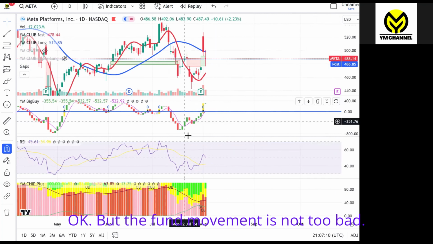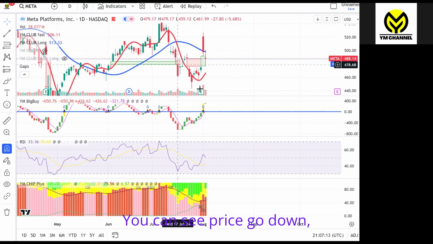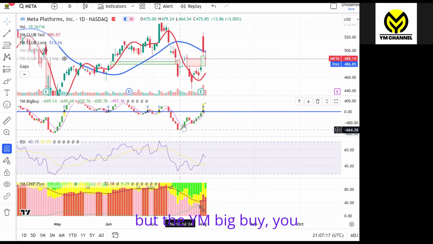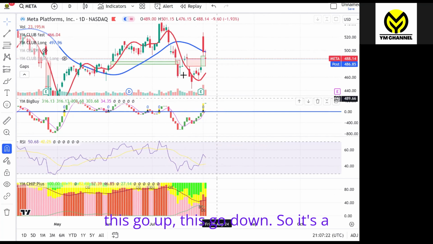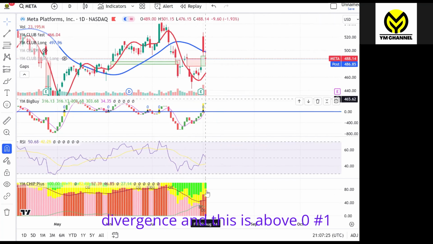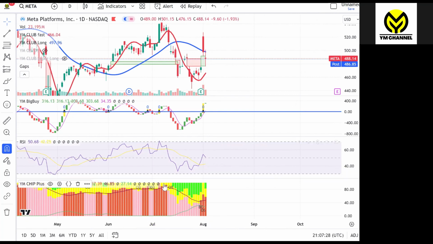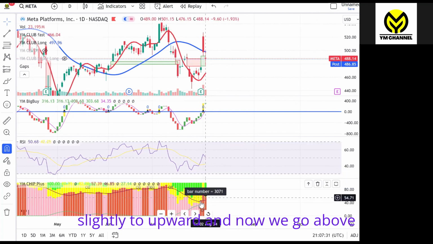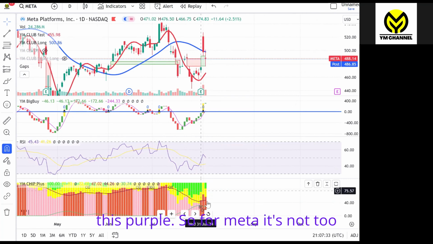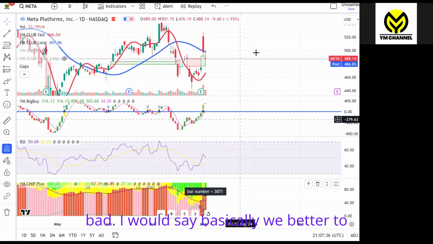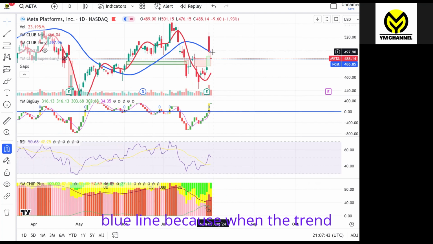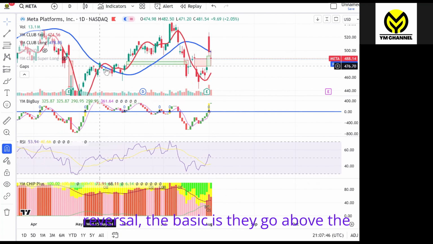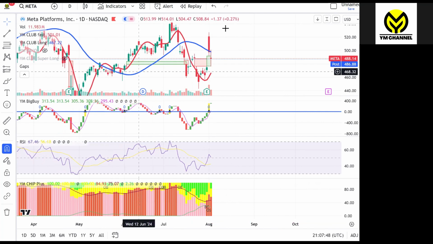But the fund movement is not too bad. You can see price go down, but with YM big buy, you can see they have a divergence here. This goes up, this goes down. So it's a divergence, and this is above zero, number one. Number two, the YM cheapest, from downward, is changing slightly to upward. And now we go above this purple. So for Meta, it's not too bad, I would say. Basically, it's better to stay above this blue line, because when the trend reverses, they go above the blue line first, and then they go up, okay? So let me see another one.